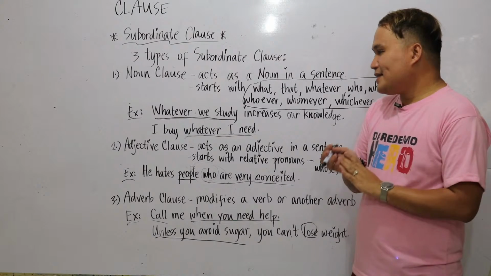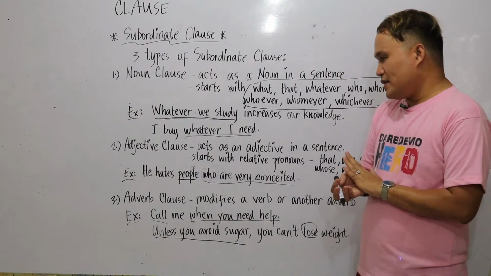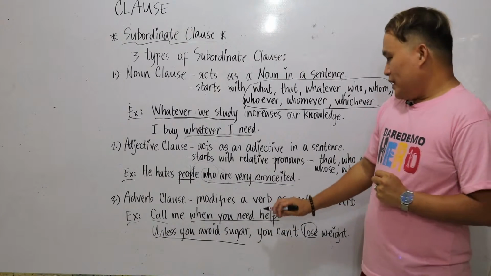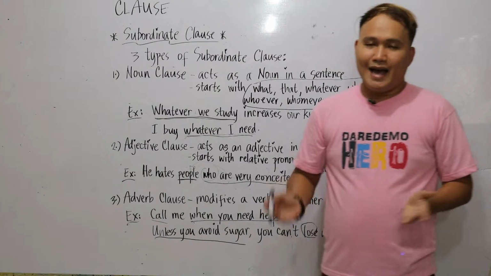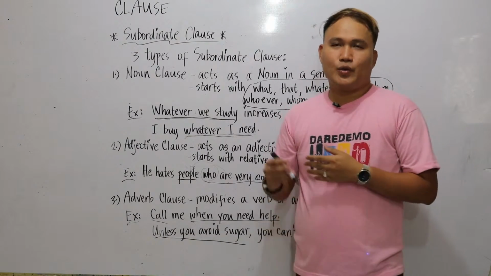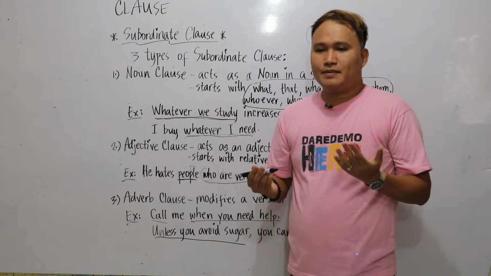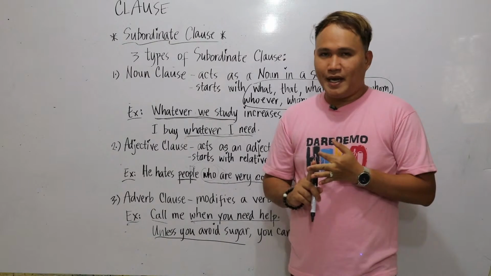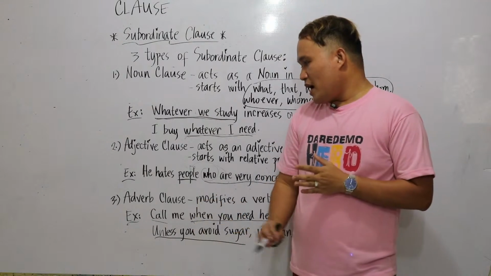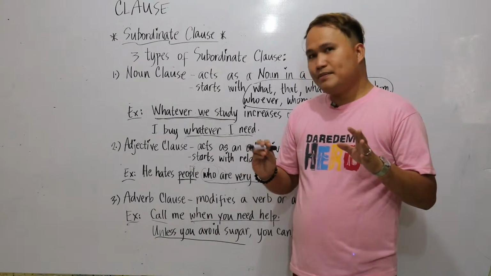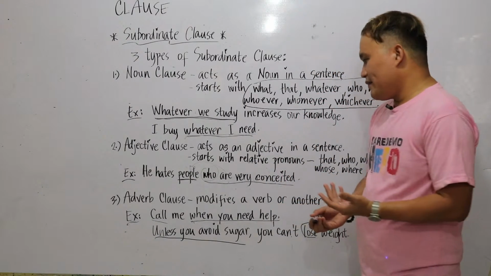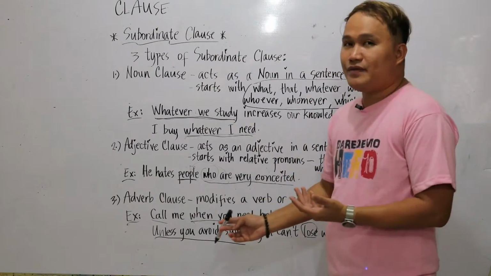Okay? Let's have adverb clause then. Okay, adverb clause, just like an adverb, it modifies a verb or another adverb. Okay? So we do have different kinds of adverbs. We have adverb of manner, adverb of time, adverb of place. But for adverb clause rather, it simply modifies a verb, okay, and another adverb.